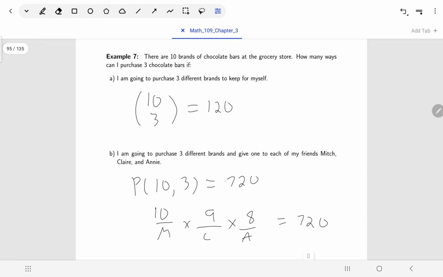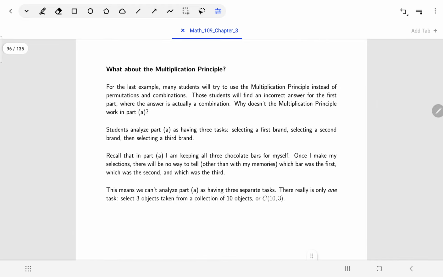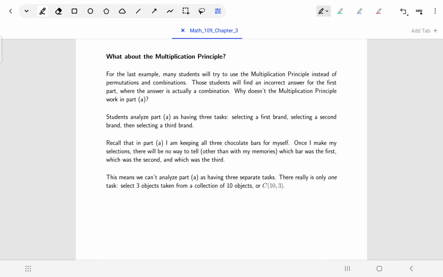There's something else to notice, which is in B, when the order mattered, we were able to use the multiplication principle. But you might ask yourself, what about part A? What about the multiplication principle there? A lot of times students would try to use the multiplication principle for part A, and unfortunately, the multiplication principle won't really work when we're thinking about scenarios where order doesn't matter.